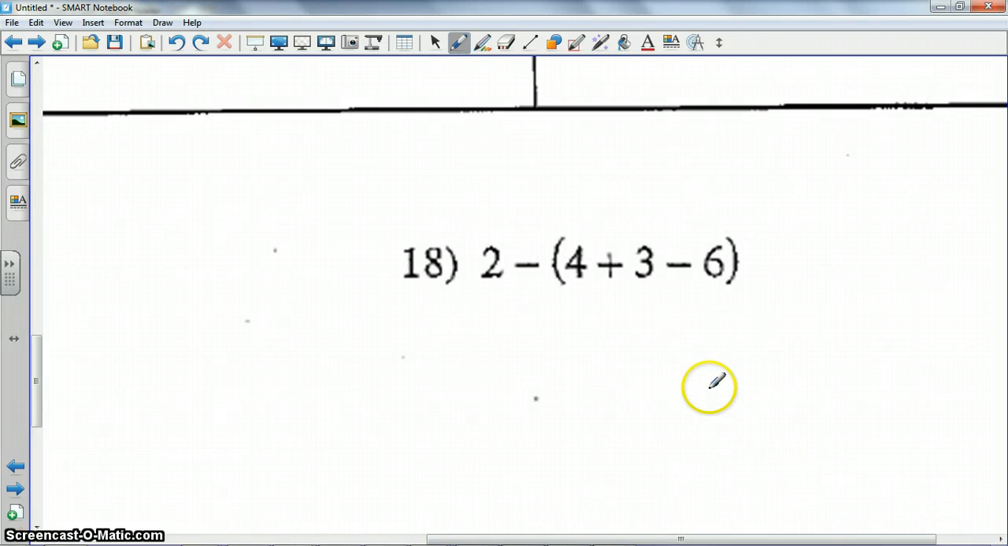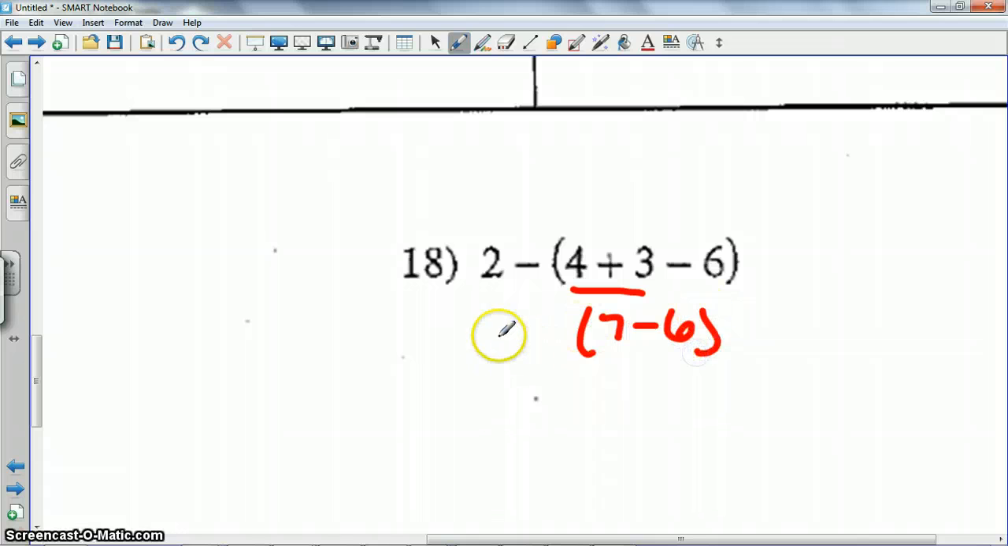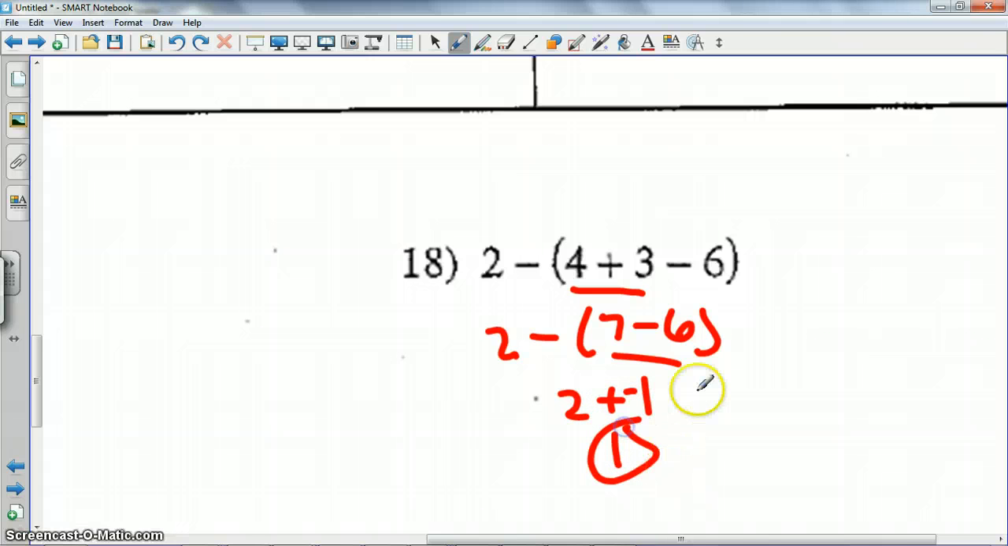Let's go ahead and do this one. Since we have multiple operations in the parentheses, we just use order of operations. Within the parentheses, we know we add, subtract left to right, so we're going to go ahead and start with our addition since it comes first. That's 7. 7 minus 6 is 1. 2 plus a negative 1, or 2 minus 1 is 1, and then we're done. So every one of these order of operations problems should be sort of like that triangle type design.